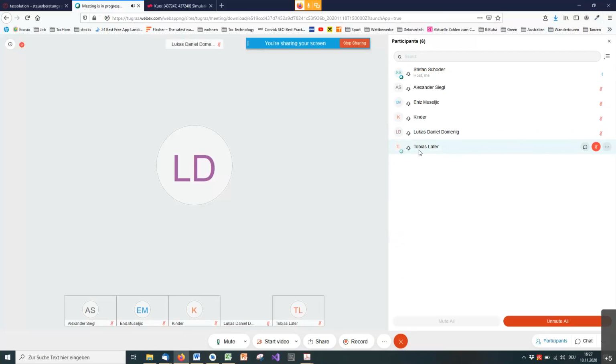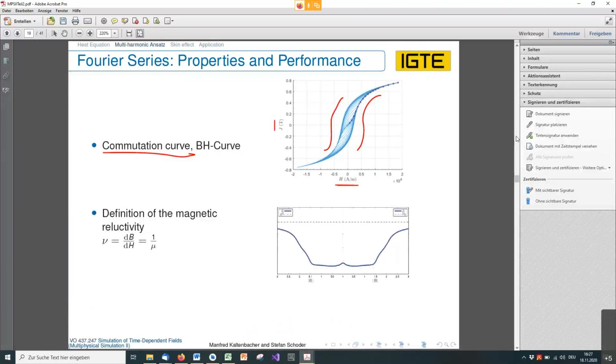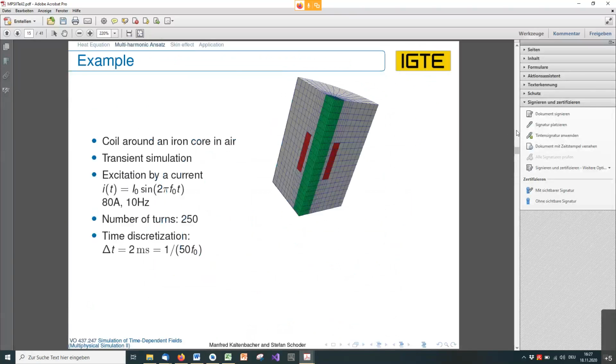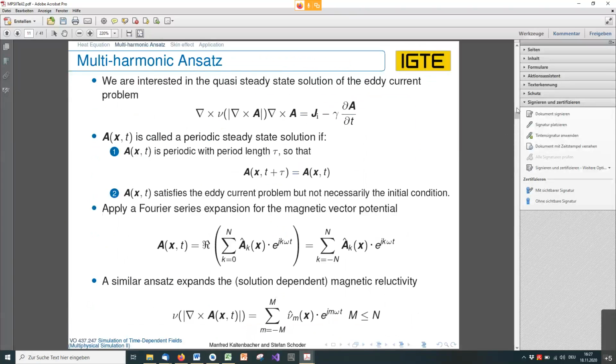Can you explain us a little bit about what's the idea behind the multi-harmonic and why don't we just go for a harmonic computation? Yes, of course. First, I will put on the multi-harmonic slide. Yeah, probably this one.